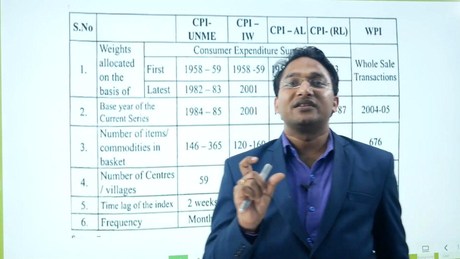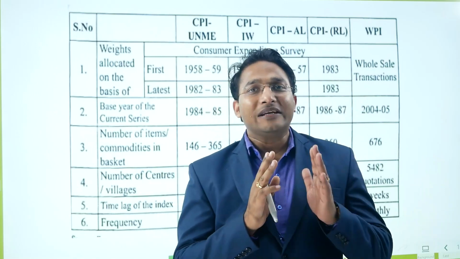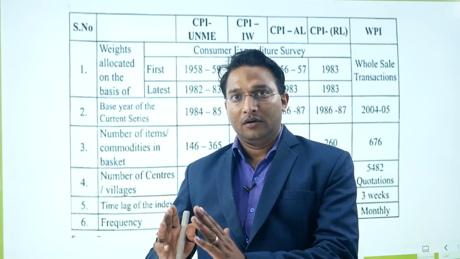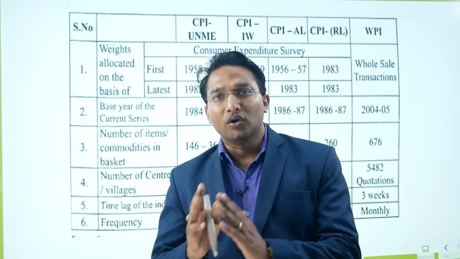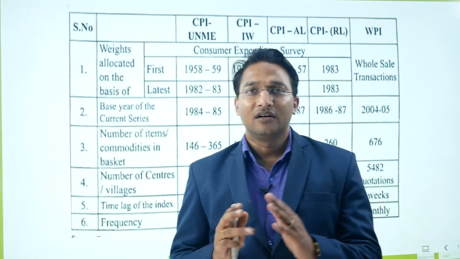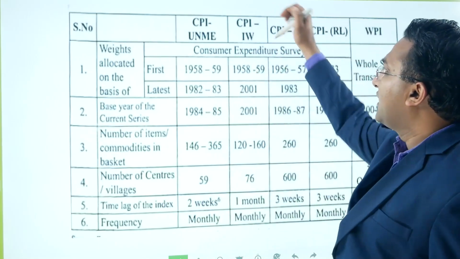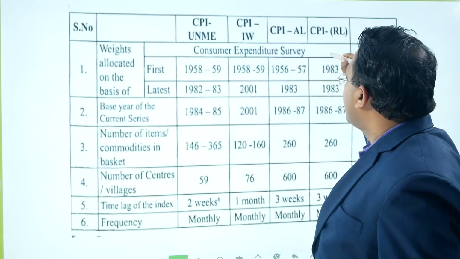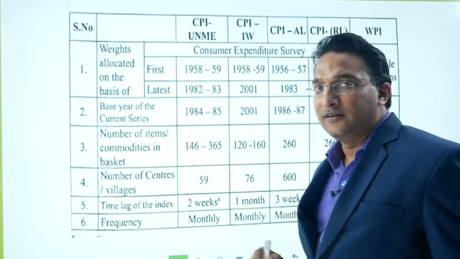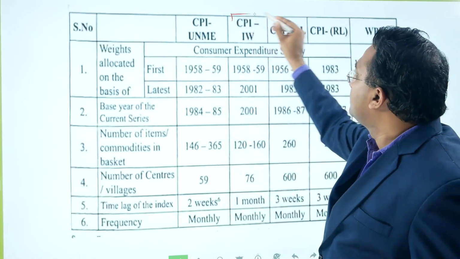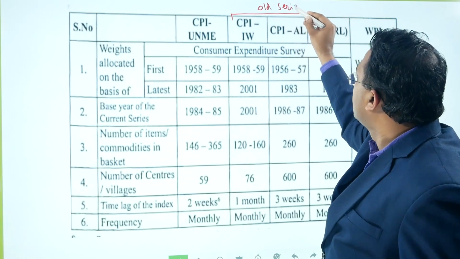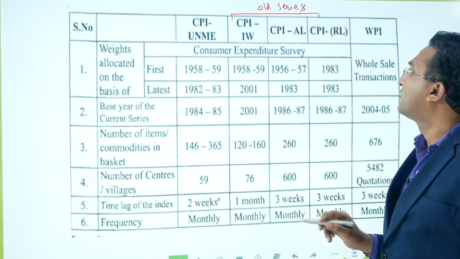So this consumer price index or CPI has been calculated for certain segments of people also. For example, agricultural laborer, industrial worker, rural laborer, etc. Right? So there are three primary categories of CPI: CPI industrial worker, CPI agricultural laborer, and CPI rural laborer. This is the old series.